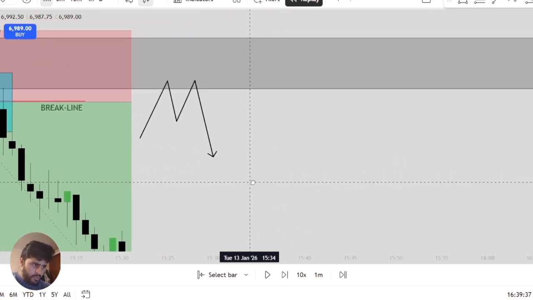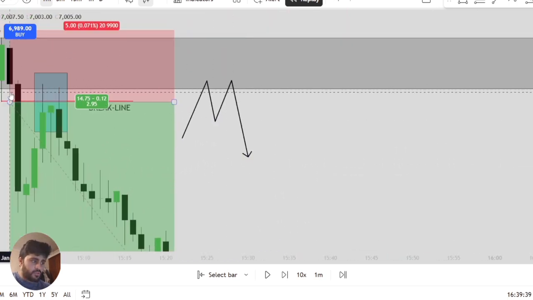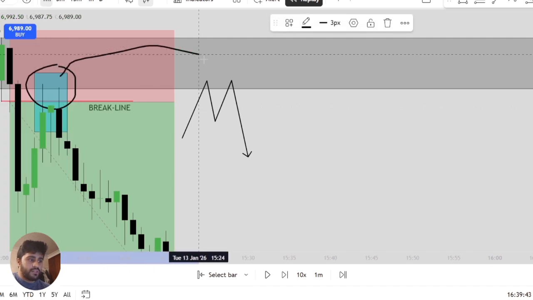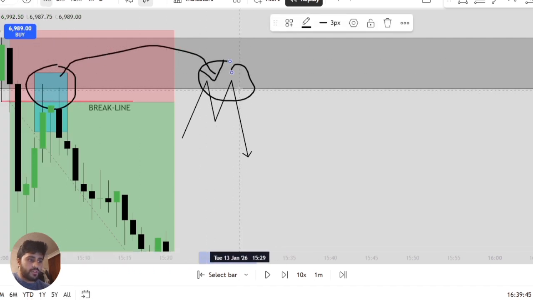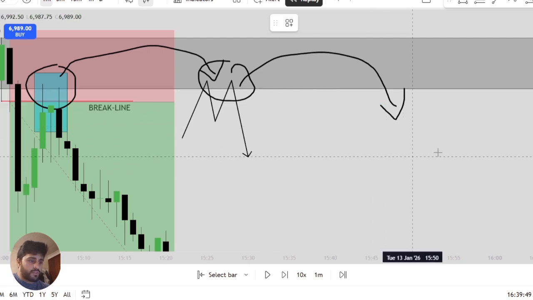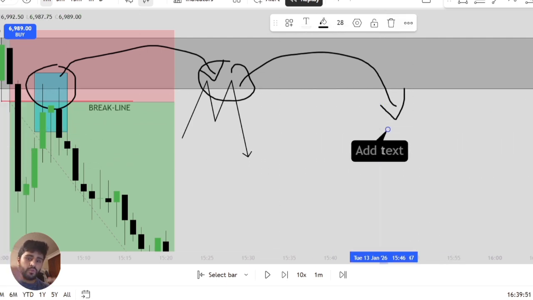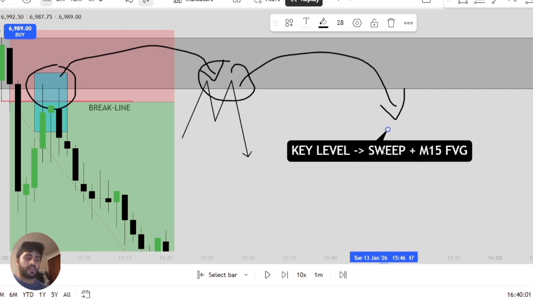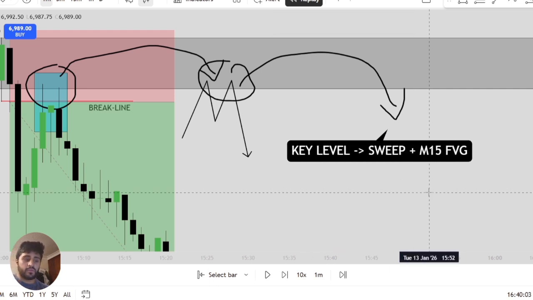Now, before I show you what rejections were going on here, understanding the theory is super important. So we want to understand the theory in this region. What's going on over here? Again, the story you want to tell yourself about how to enter a trade: first, you need a key level. This is very important. The key level we derived is basically off a sweep plus an M15 fair value gap. That's basically how a key level is formed, right?